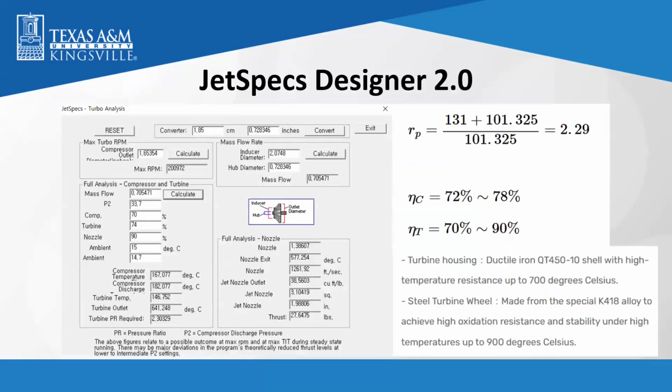So this is the JetSpecs designer program. This program is designed for turbo analysis of turbocharger-based engines. We put in the compressor outlet diameter, inducer diameter, and hub diameter as input, and we got the values for maximum RPM, mass flow rate, and temperature and pressure ratio. Even though we got a little bit lower efficiency for the compressor and turbine, we still got the same value for pressure ratio, which is 2.3. And our mass flow is about 0.7.